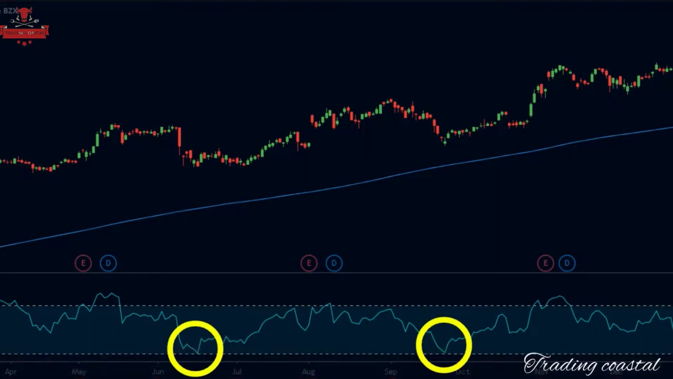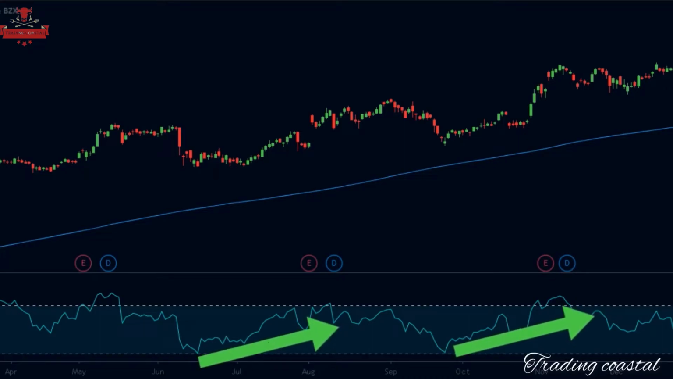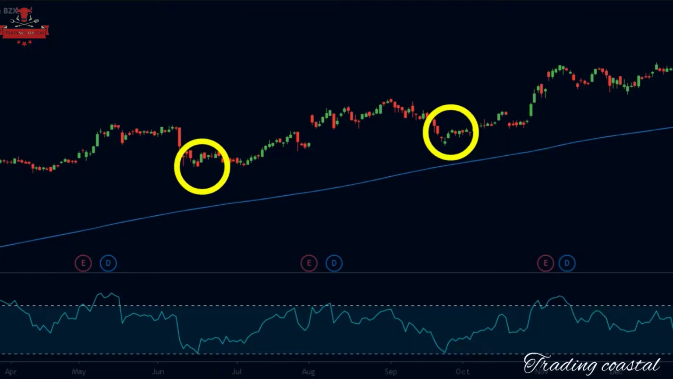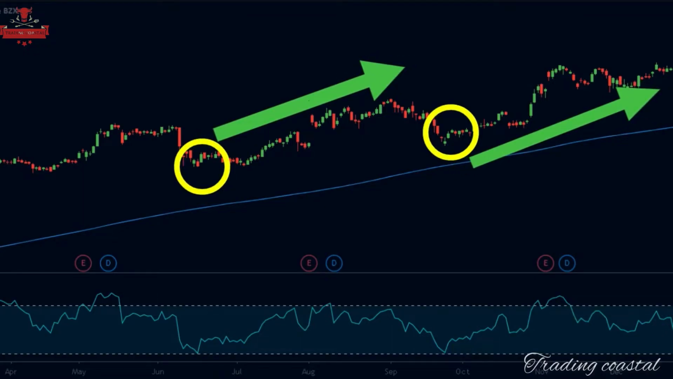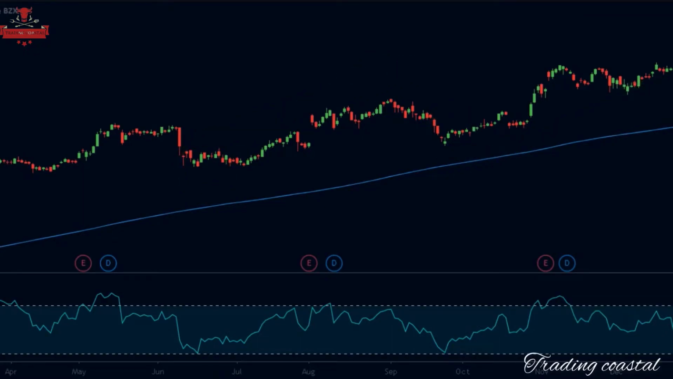On this chart we have 2 buying opportunities. Here the price barely touches the 30 level and quickly reverses. Had we bought the stock at these points, we would have generated good profits. Whenever we enter such trades, we can keep our stop loss below the recent swing low, and keep our target at the near swing highs.